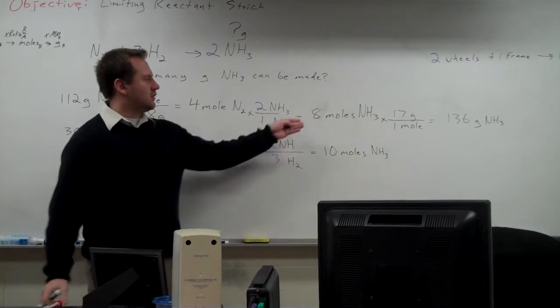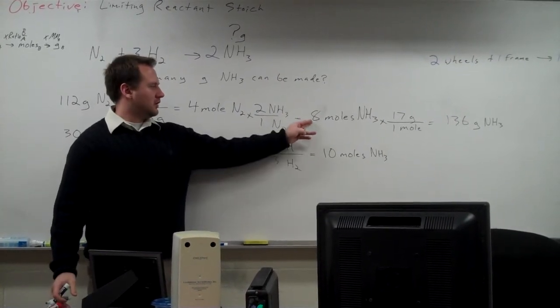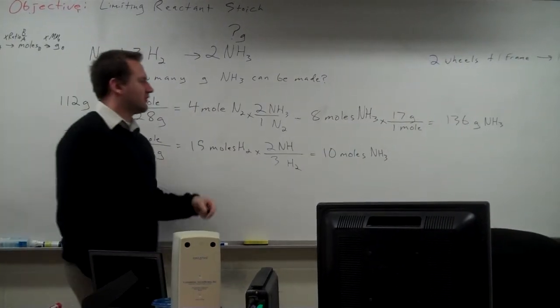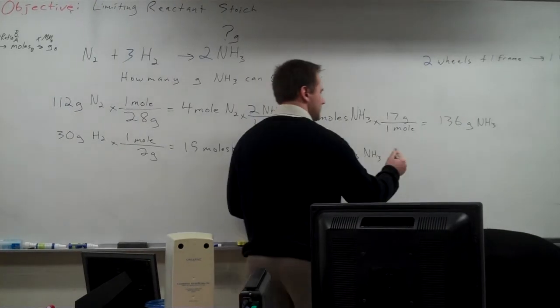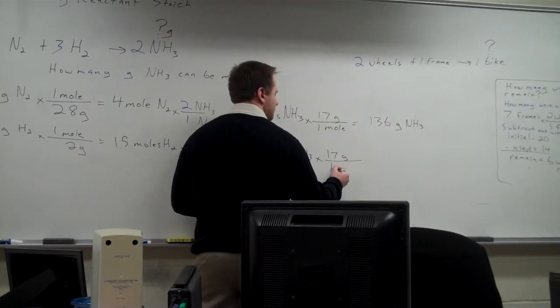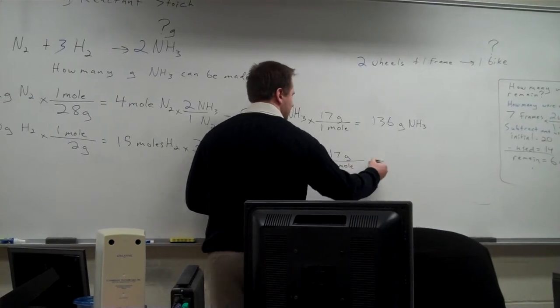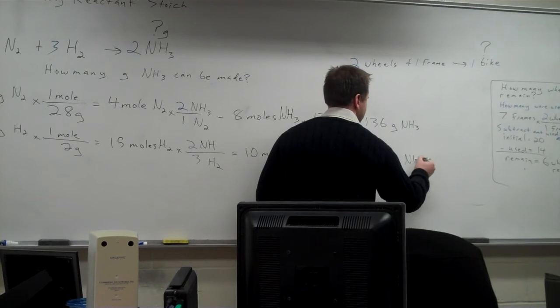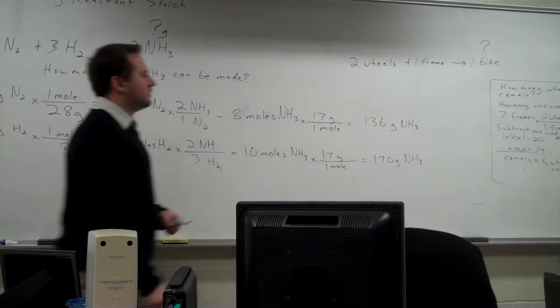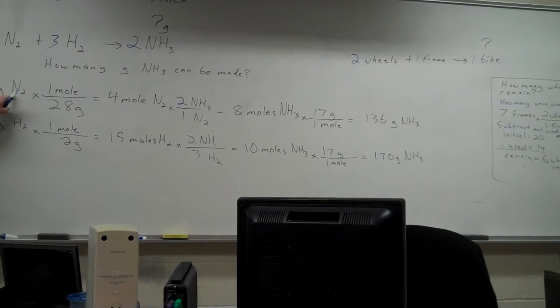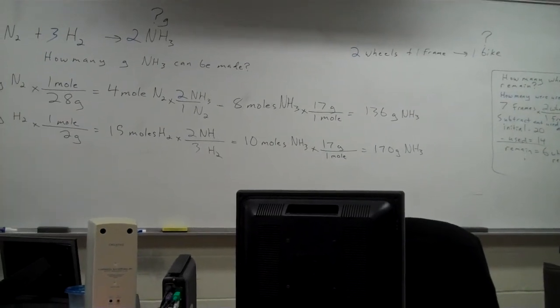Okay, you can already tell, looking, that you make less from the nitrogen. You're going to run out of this one first. But for the sake of it, let's just find out how much this would weigh. So, just to complete the process for both, 17 grams per mole, and easily we have 170 grams. So if we used up all the hydrogen in the container, meaning we had enough of this to react with it, you'd make 170 grams.